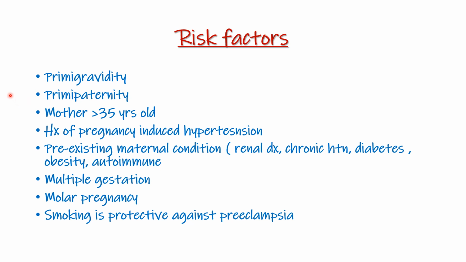Risk factors: primigravidity, primipaternity, mother who is greater than 35 years old, history of pregnancy-induced hypertension, pre-existing maternal conditions such as renal disease, chronic hypertension, diabetes, obesity, autoimmune disease, multiple gestation, molar pregnancy. Smoking is known to be a protective factor against preeclampsia.